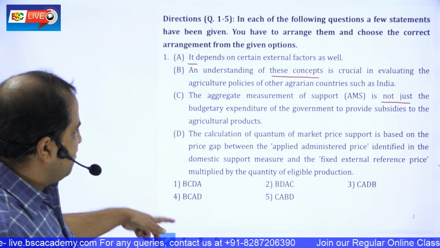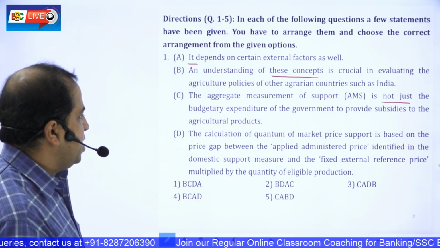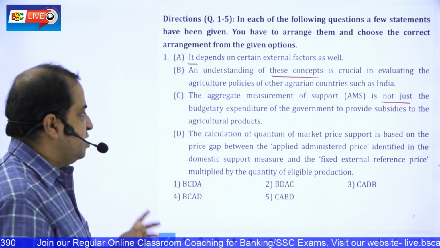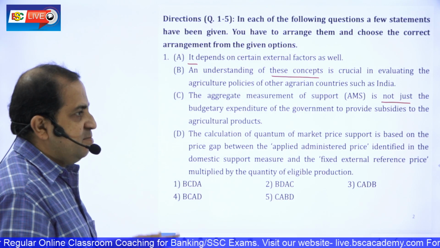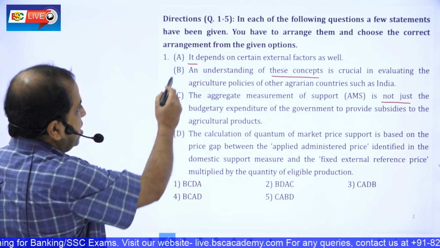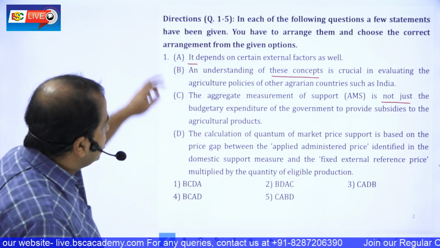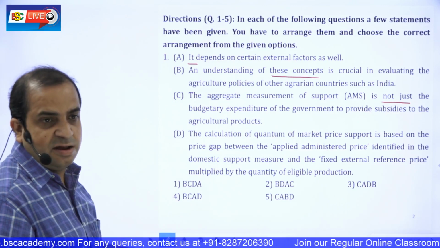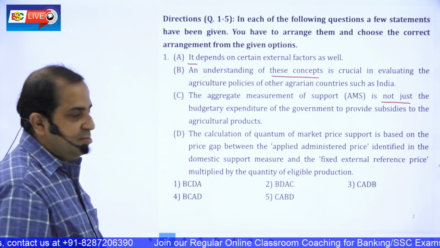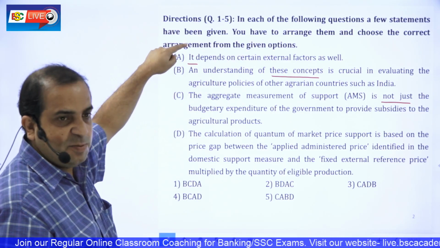The calculation of quantum of market price support is based on the price gap between the applied administered price identified in the domestic support measure and the fixed external reference price multiplied by the quantity of eligible production. अब ये देखिए clue कहाँ से मिल रहा है? Not just, but also. अब यहाँ but also कहाँ है? It's hidden. ये कुछ दूसरे रूप में है. It depends on. मतलब ये सिर्फ इससे नहीं होता है बल्कि इस पर भी निर्भर करता है.